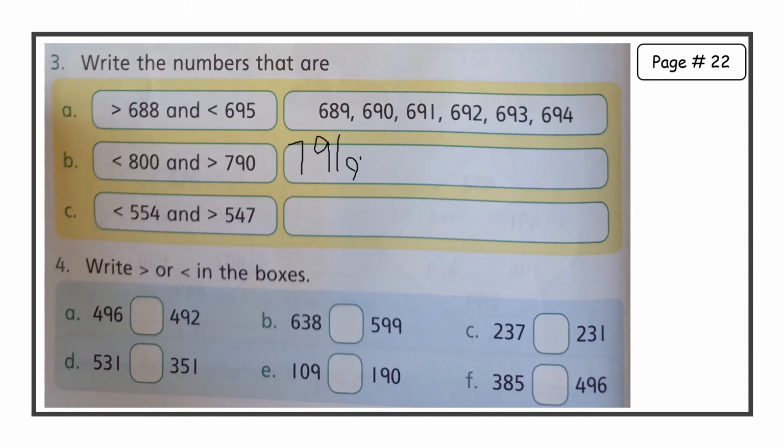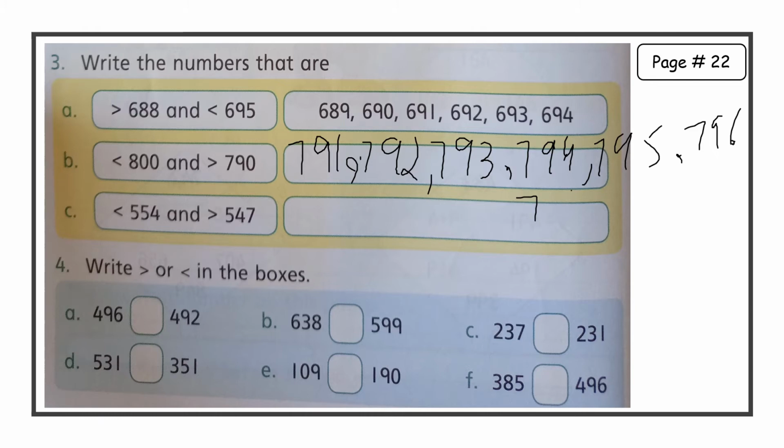791. Then 792. 793. 794. 795. 796. 797. 798. And 799. And we will not write 800 because we had to write the numbers less than 800. Okay, now this part you have to do by yourself.